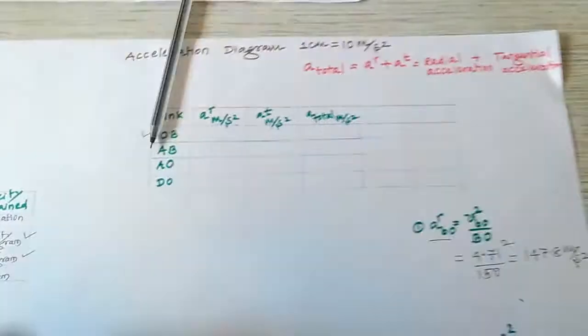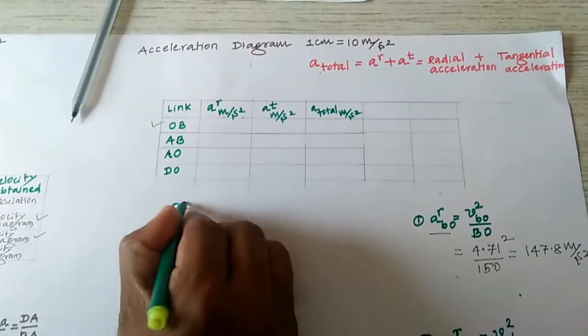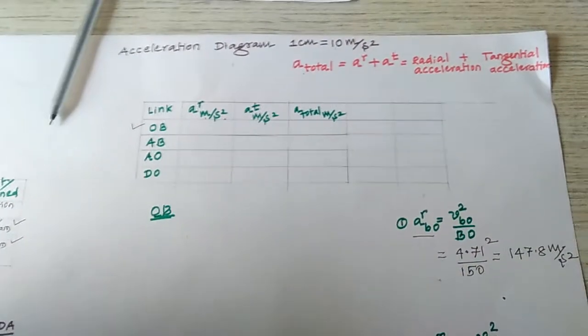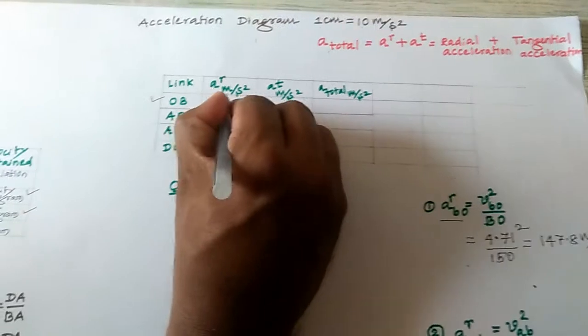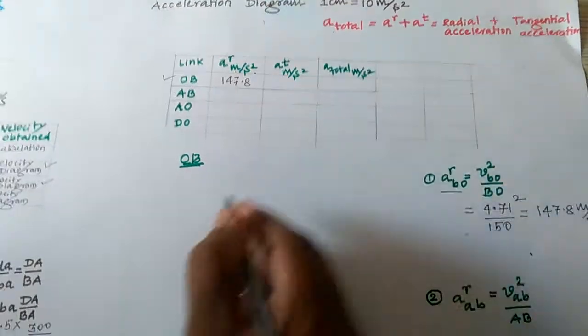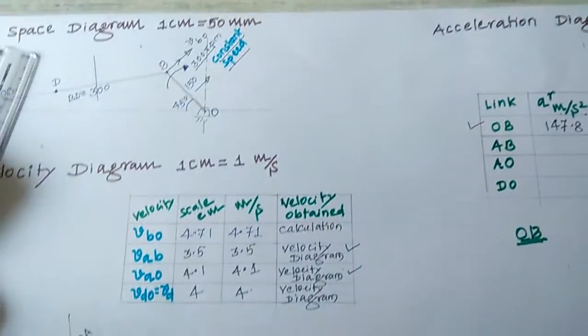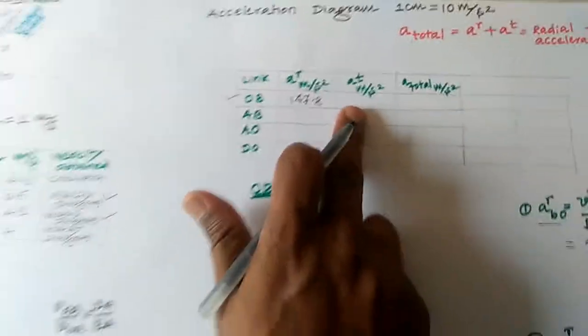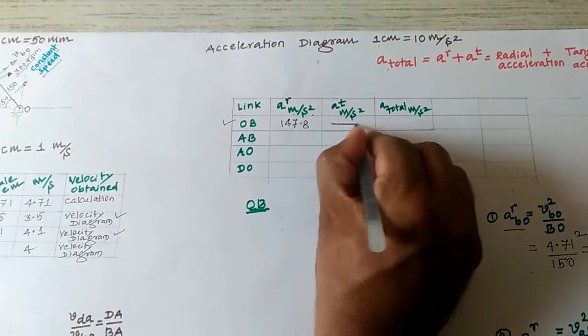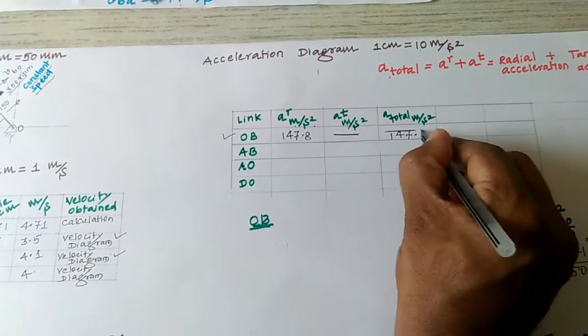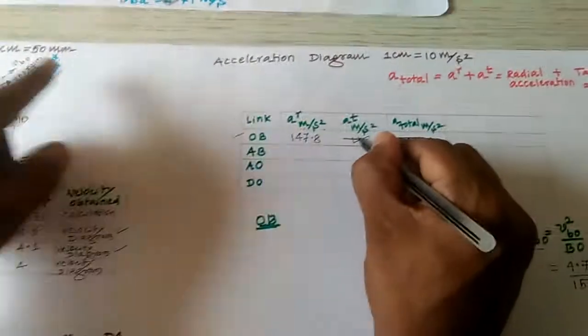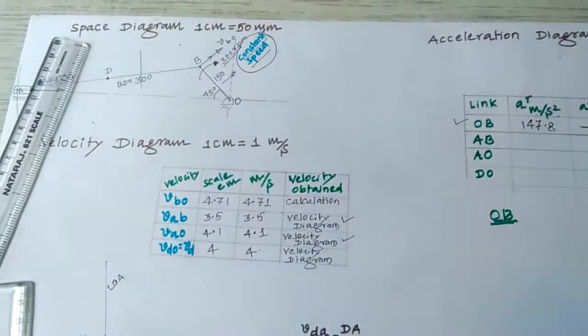Then first you have to draw the link. I will first consider the link OB. One more important thing: you write this as 147.8 meter per second square. In this case, they have given a constant speed. When it is a constant speed, there will not be any tangential acceleration. Then this becomes the total acceleration; 147.8 is the total acceleration magnitude, because there is no tangential component.